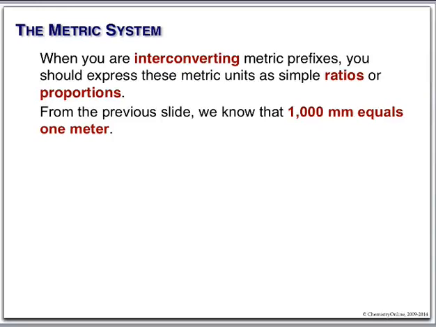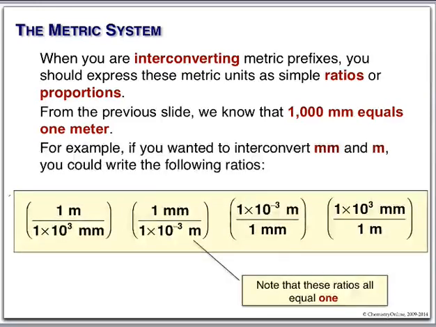Previously, we saw that 1,000 millimeters was 1 meter, right? Milli is 10 to the minus 3. 10 to the minus 3 times 1,000 is 1. If I wanted to express this number as a ratio, I could do it like this. I could say 1 meter is the same as 1,000 millimeters. Now, why does that work? Because remember, milli is 10 to the minus 3. So 10 to the third times 10 to the minus 3 is 1.